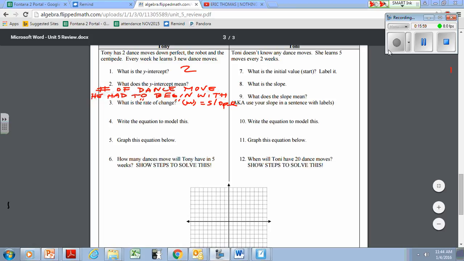All right, so here comes, what is the rate of change? What did you say it was? Every week, he earns 3 new moves. Turns out, the time will always wind up being on the bottom, and the other stuff will be on top. So every 1 week, he gets 3 moves. 3 moves a week. So next week he has 6 moves and so on.